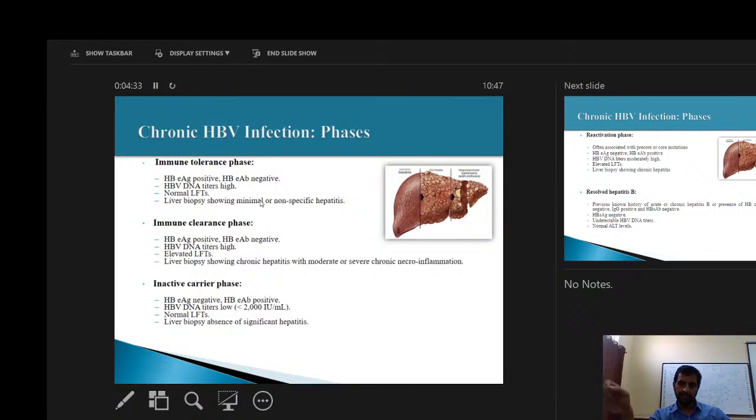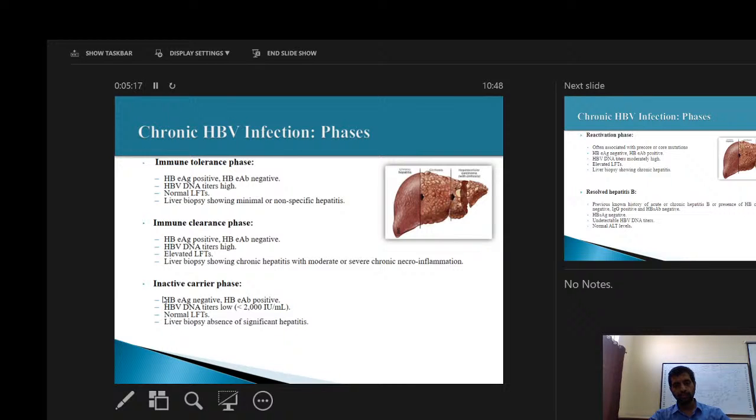Whereas when adults are infected, they directly proceed to the immune clearance phase, totally skipping the immune tolerant phase. Whenever an adult is infected by HBV, his immune system straight away recognizes it as a foreign antigen and starts inflammation. So a child progresses to the immune clearance phase after the immune tolerant phase, while an adult directly enters the immune clearance phase. What is the immune clearance phase? The immunity of the adult recognizes that there is a foreign antigen in the liver. It starts producing antibody. There will be an antigen antibody reaction, and there will be inflammation in the liver, and hence hepatitis. Because there is destruction of the liver from this inflammation, liver enzymes are released into the blood, and hence the liver enzymes are elevated.